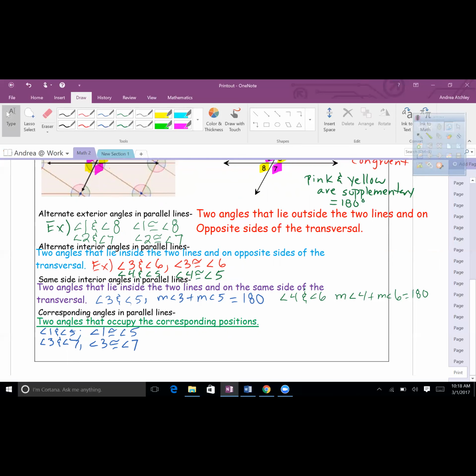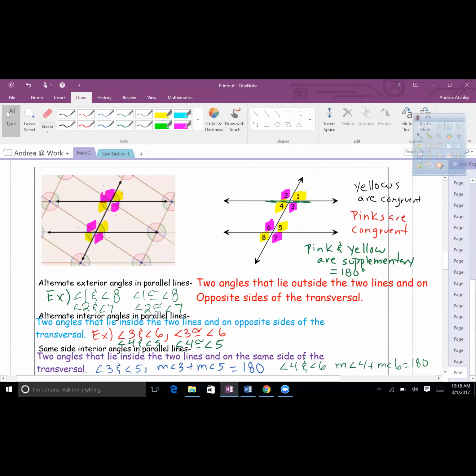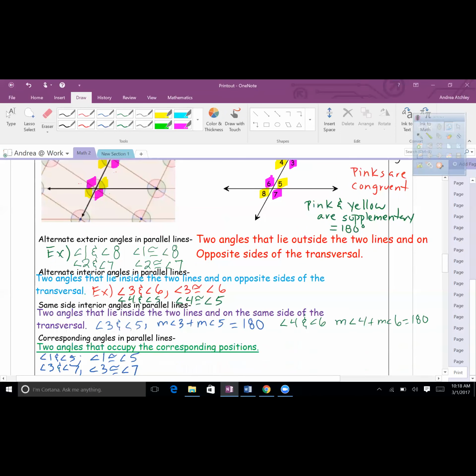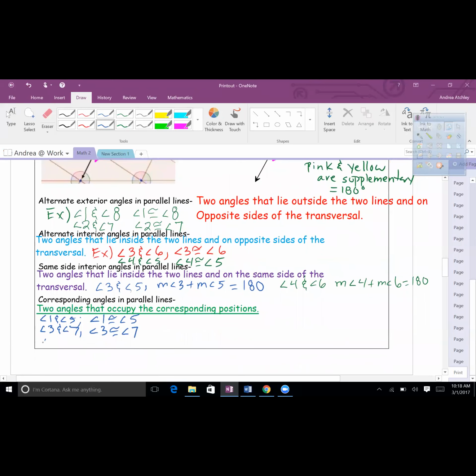Okay, we still have more because we have the left-hand side. Can someone name a pair of corresponding angles for me? Yep. 2 and 6. Okay, they're on the left-hand side now, both above the line. So angle 2 is congruent to angle 6.